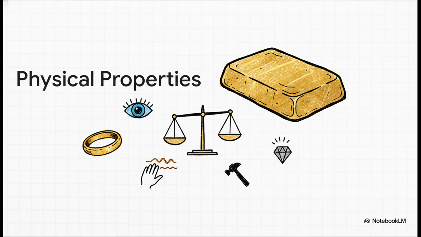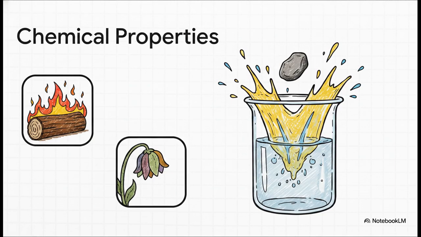A tiny gold ring has the exact same density and melting point as a massive gold brick. On the flip side, we have chemical properties, which describe a substance's tendency to react. Flammability tells us how something burns in oxygen. Toxicity tells us how it might harm biological life. And reactivity, well, that can be incredibly dramatic.